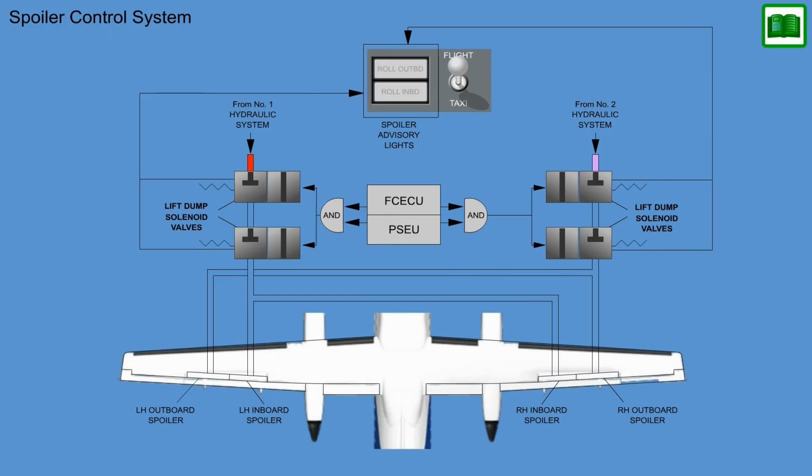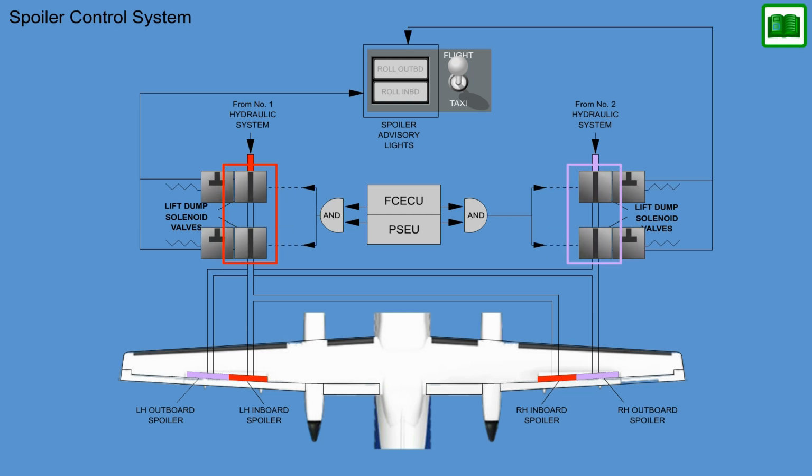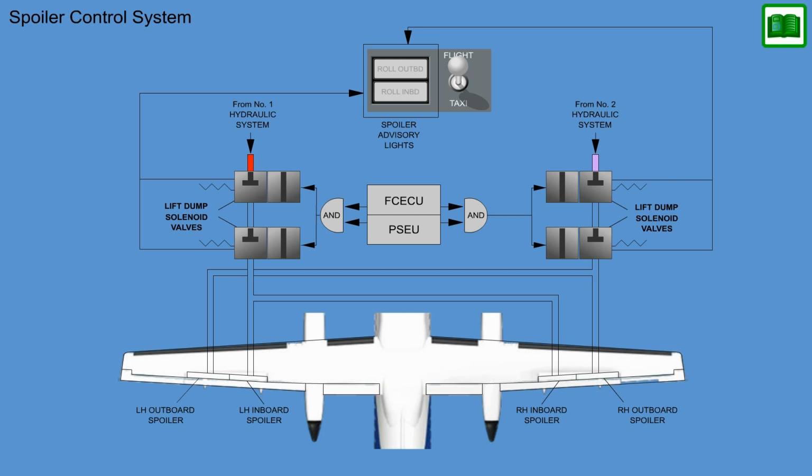For ground mode operation, there are 2 lift dump valves in the inboard spoiler system and 2 in the outboard spoiler system for ground spoiler operations. The lift dump valves in each spoiler system are hydraulically in series, meaning that both valves must open together before the spoilers can extend on the ground. The lift dump valves are energized by signals from the Flight Control Electronic Control Unit and the Proximity Sensor Electronic Unit when the following conditions are met.